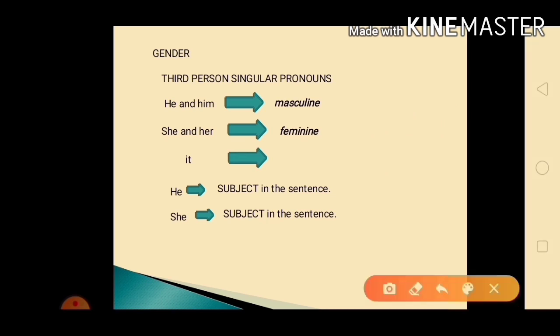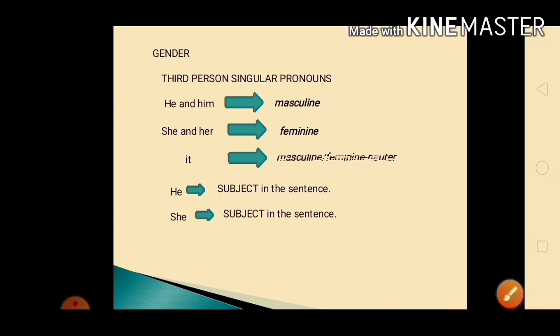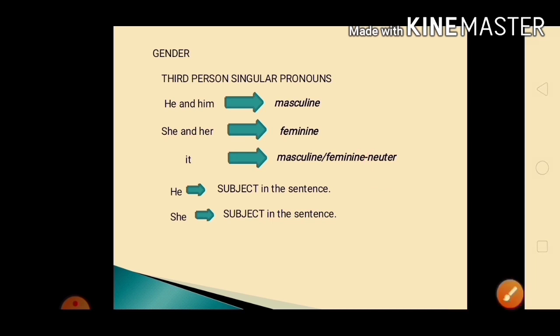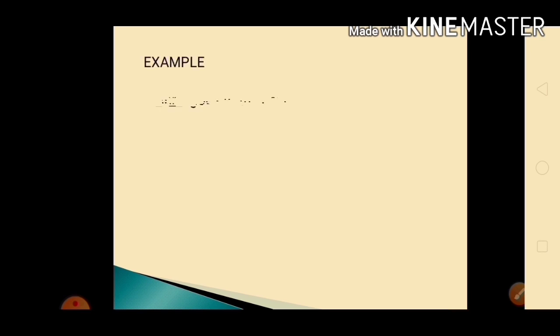As for it, that's simple. Neither masculine nor feminine, we call that neuter. We don't know if it is a girl or a boy, because sometimes or most of the time, we are referring to things there. And remember this, the word he is the subject in the sentence, and the word she is also the subject in the sentence. We have here the following examples.